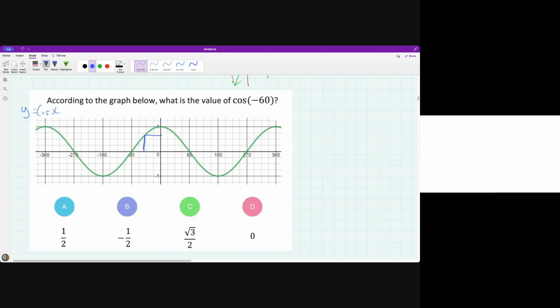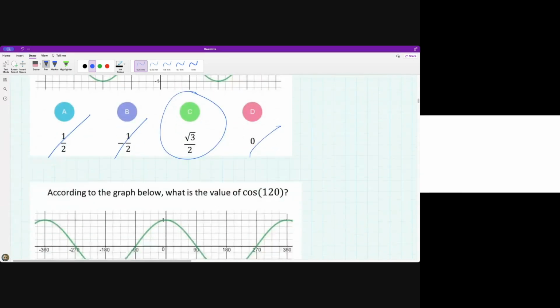And if I look across here, it's definitely above 0.5. So it can't be either of these, and it can't be that, so it must be C. It looks like it's about 0.6 something. Root 3 over 2 makes sense to me. Actually, let me go on to the next question. Let me not get too excited here.